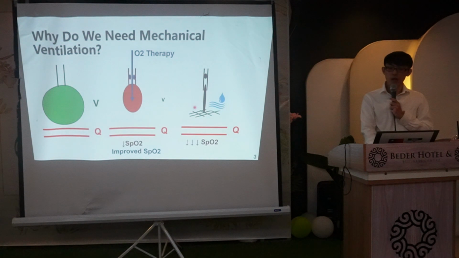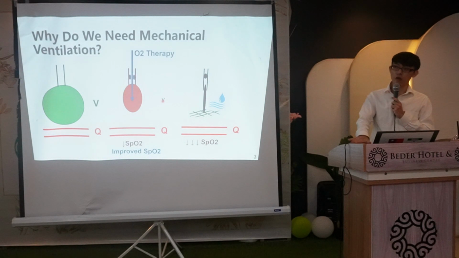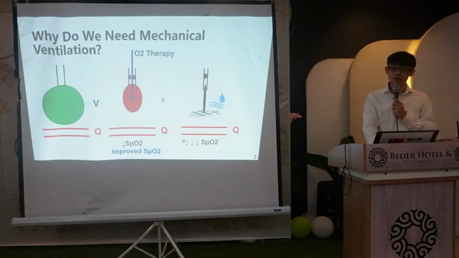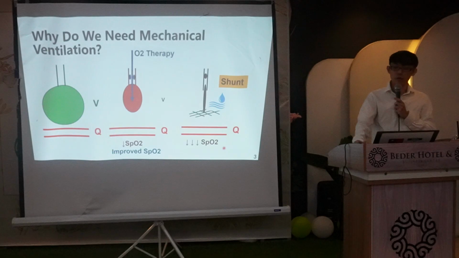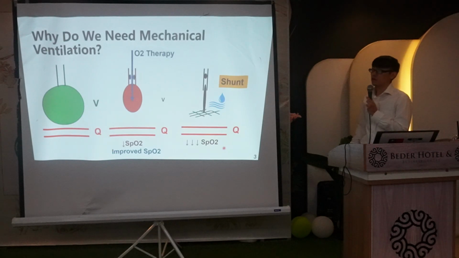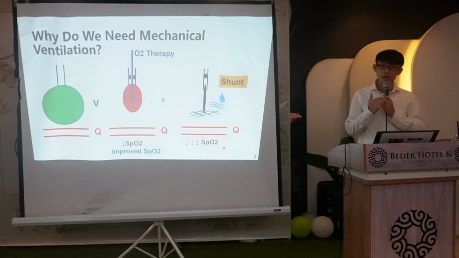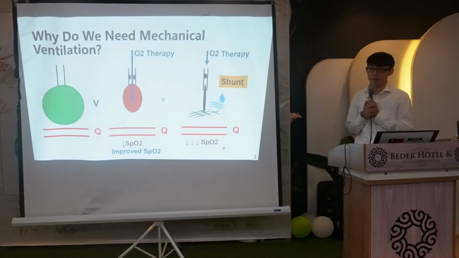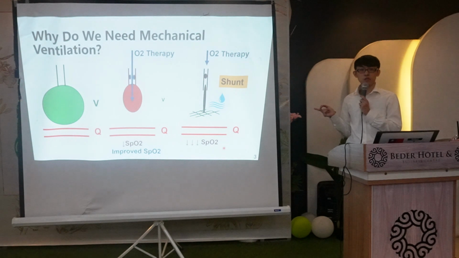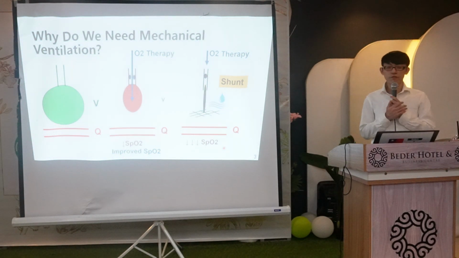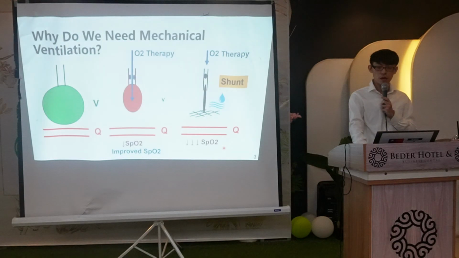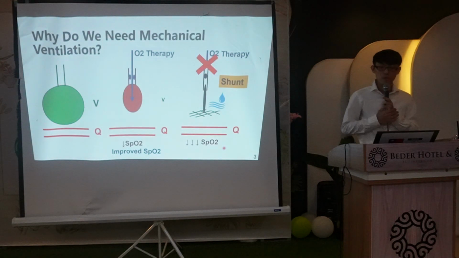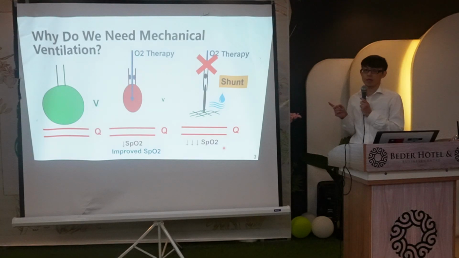If the lung collapses, the ventilation is reduced or vanishes, and saturation decreases dramatically. We call this shunt. Shunt means there is no ventilation but just perfusion. If you give the patient oxygen therapy in this situation, do you think it works? If the lungs are collapsed and you just give oxygen therapy, it doesn't work.